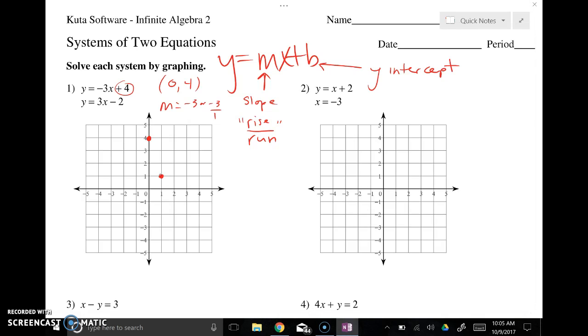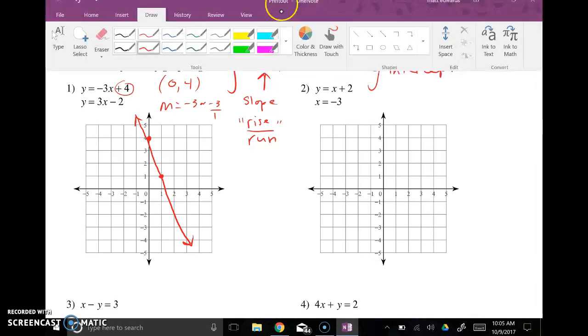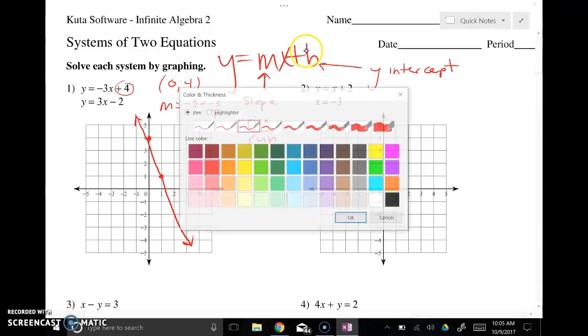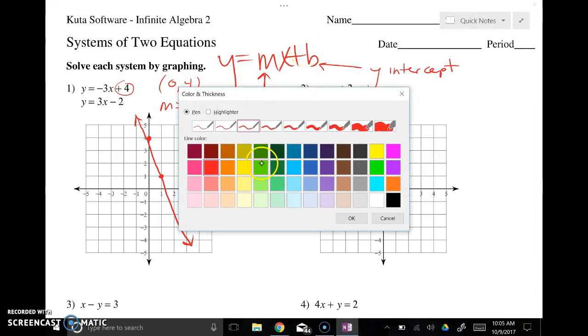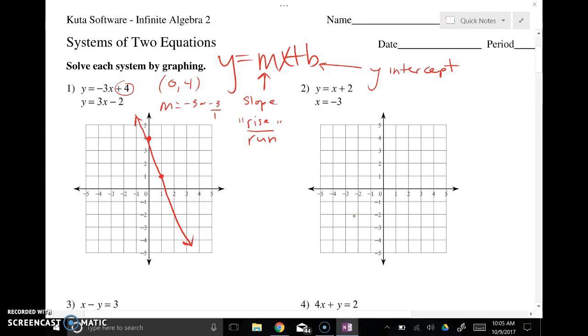Keep in mind that a line is made of an infinite number of points, but we only need 2 of them to be able to graph that line. So I've got my 2 points. I'm going to graph this as best I can. And there in red would be the first line of this system of equations. Keep in mind that a system of equations is multiple lines, and the solution to that system is all the points that these lines have in common.